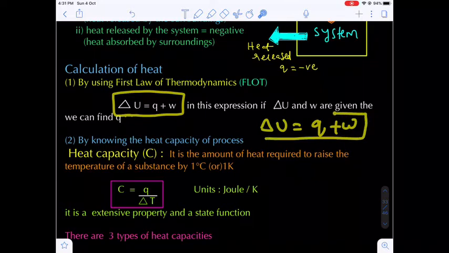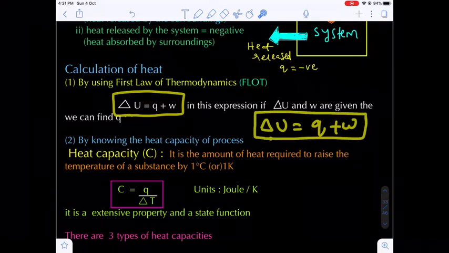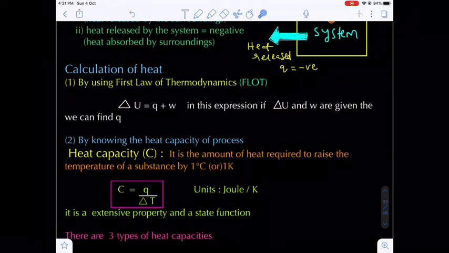This is very, very important. Once again I am repeating. What is the first law of thermodynamics? Delta U is equal to Q plus W. Q plus what? W.